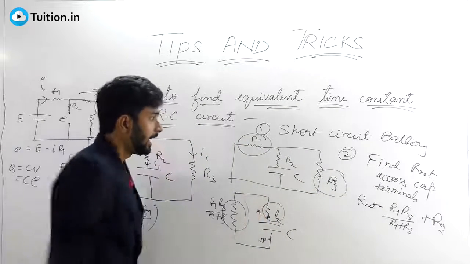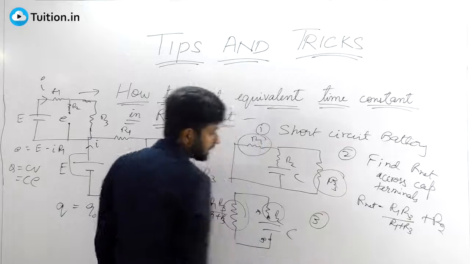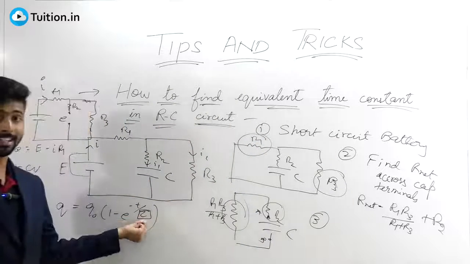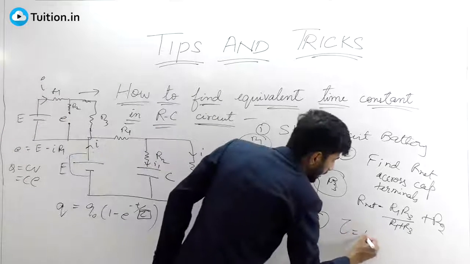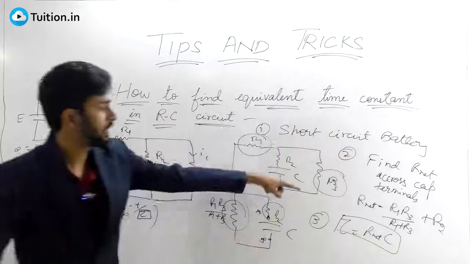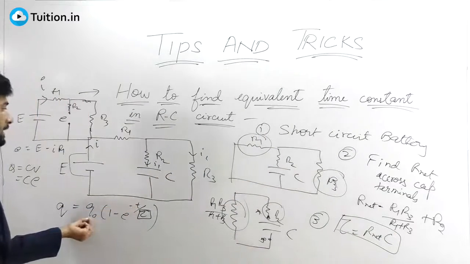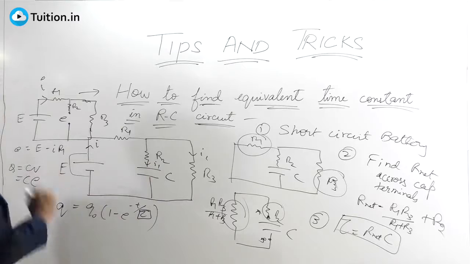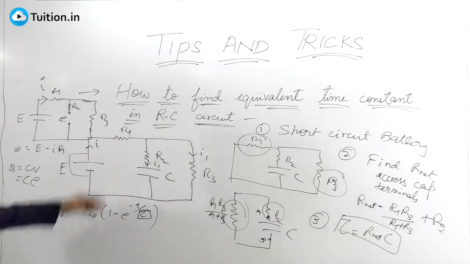This is your R net, and finally step 3: your time constant, which you are actually looking for, this tau in this expression, is nothing but R net into C. That's your time constant. Once you get the time constant, you can substitute that here. You can find Q0 by opening these terminals, and you will get charge as a function of time in the charging RC circuit.